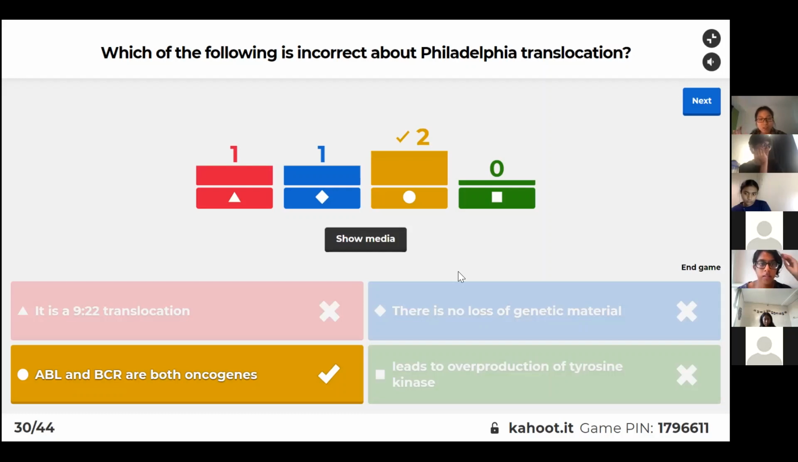And so these two genes, they're not oncogenes, they're more like proto-oncogenes, so they are normal genes, but when they fuse together, they become an oncogene.